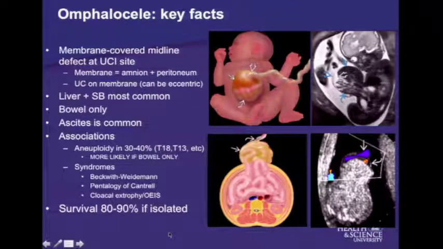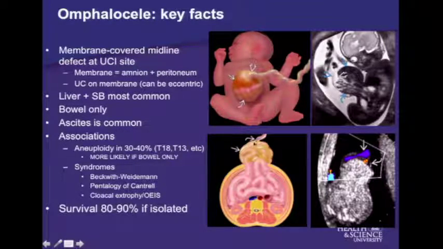Okay, moving on to the second most common abdominal wall defect, omphalocele. The key facts are that this is a membrane-covered midline abdominal wall defect, and the membrane is amnion and peritoneum. The umbilical cord inserts on the membrane, not always centrally, but still on the membrane. Liver plus small bowel involvement is the most common. So we see liver, small bowel on this diagram and on this MRI. Ascites is common. We can see a small amount of ascites in this case.